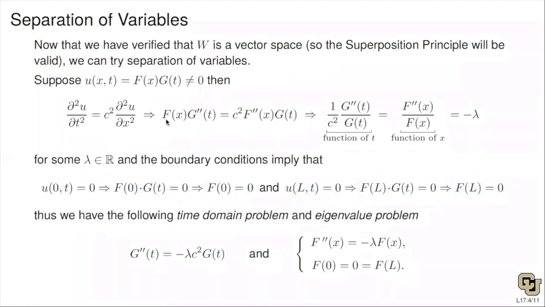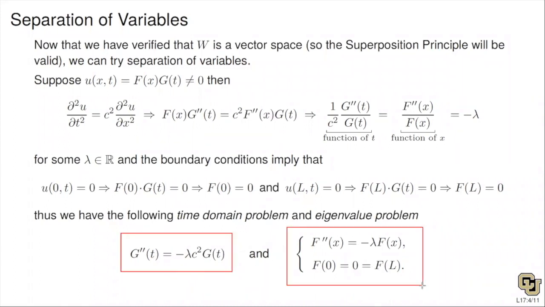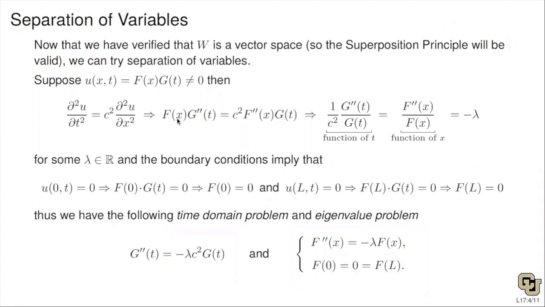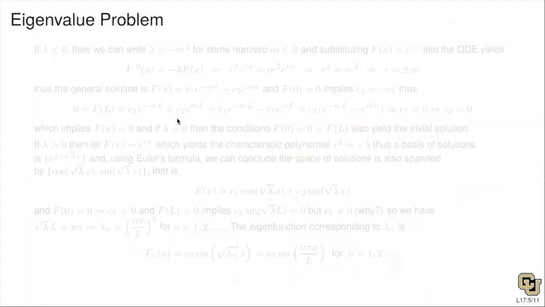And so now we have a time domain problem and an eigenvalue problem, or x variable problem, or space domain problem. And again, let me remind you, the only difference from the heat equation at this stage is right here on the time domain problem. We have a g double prime. For the heat equation, it's just g prime. And that so far is the only difference mathematically, right? So now let's solve the eigenvalue problem.